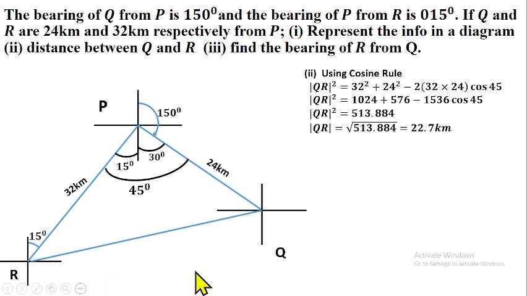Bearing of R from Q. Can you tell me the angle we are looking for from the north to the line that joins them together? So we are looking for from the north to this line here. That's the angle we are looking for. How can we find it?